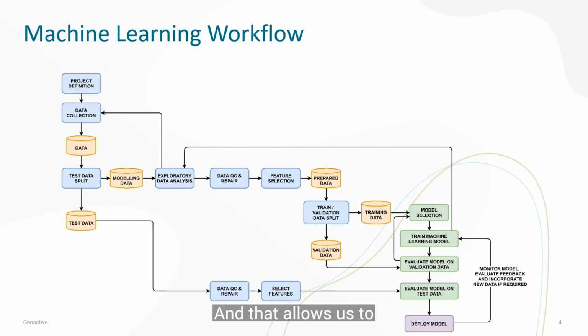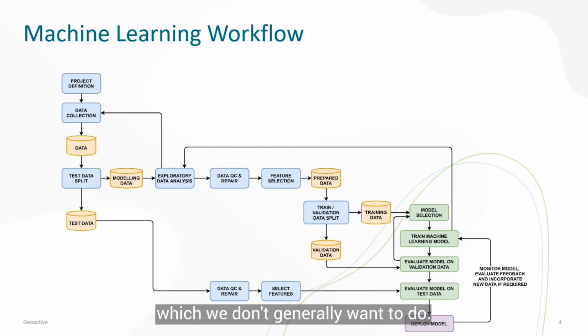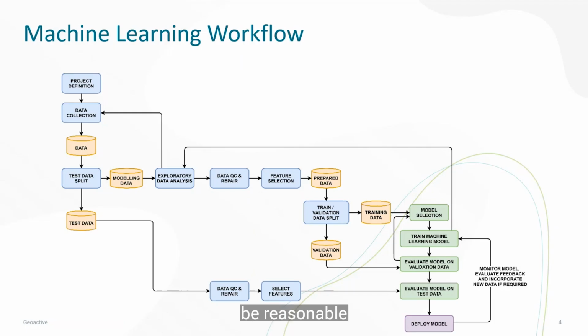And that allows us to understand how well the model generalizes to new data, whether our model is just memorizing patterns within the data, which we don't generally want to do. We want it to be able to make a prediction on new data, and that prediction be reasonable or as accurate as possible. Once we've done that evaluation, we then deploy the model and then we monitor it for any feedback, any issues, and any data that we, say, acquire.